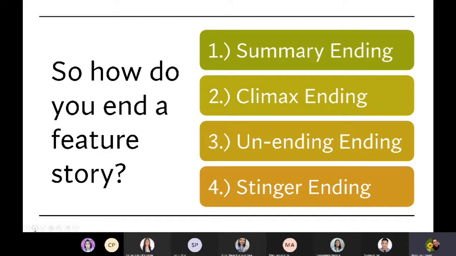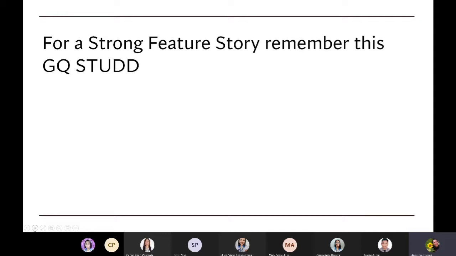So I hope you're getting how a feature story is written because that's how it's done. Yung mga binibigay kong example, konti pa lang yan. You can explore other, you can read other articles, okay? So for a strong feature story, remember this, GQSTUDD.